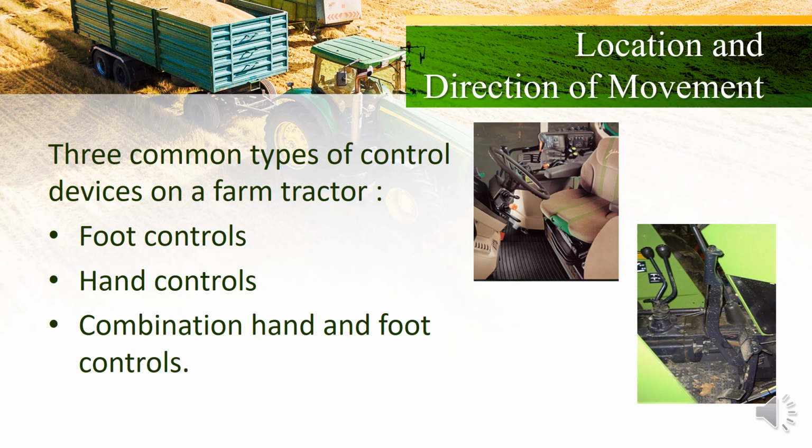So let's talk about the location and direction of movement. There are 3 common types of control devices on a farm tractor: the foot controls, the hand controls, and a combination of hand and foot controls.